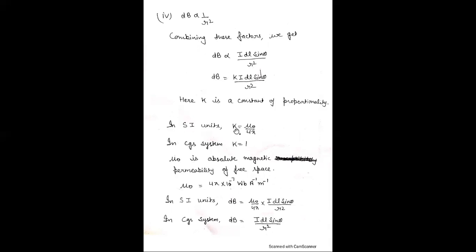In SI units, K is equal to mu naught upon 4 pi, and in CGS, K is equal to 1. Here mu naught is the absolute magnetic permeability of free space, and the value of mu naught is equal to 4 pi into 10 to the power minus 7 Weber ampere inverse meter inverse. In SI units, dB is equal to mu naught upon 4 pi I dl sin theta upon r square, because in SI K is equal to mu naught upon 4 pi, whereas in the CGS system dB is equal to I dl sin theta upon r square, because in CGS K is equal to 1.